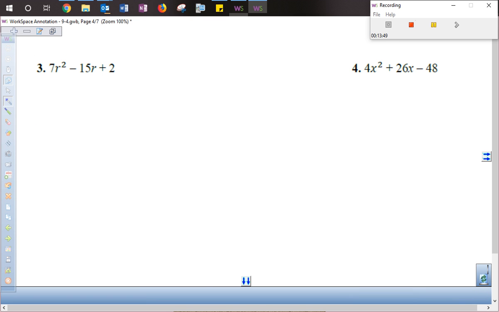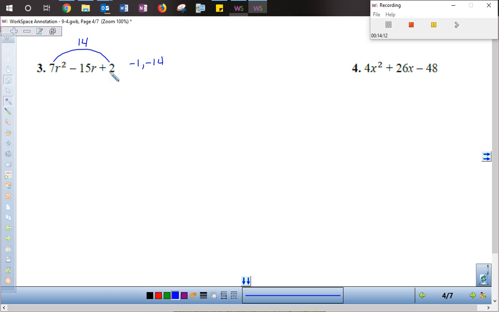Let's try it again on number 3. Start by multiplying your a value times your c value. So 7 times 2 gives me 14. Now we want the factors of 14 that add together to be negative 15. So negative 1 and negative 14 are what we want. You can always double check. Negative 1 times negative 14 is positive 14. Negative 1 plus negative 14 is negative 15.